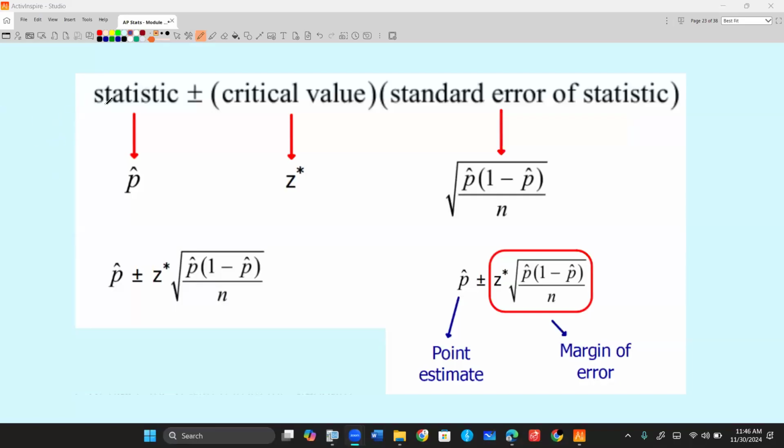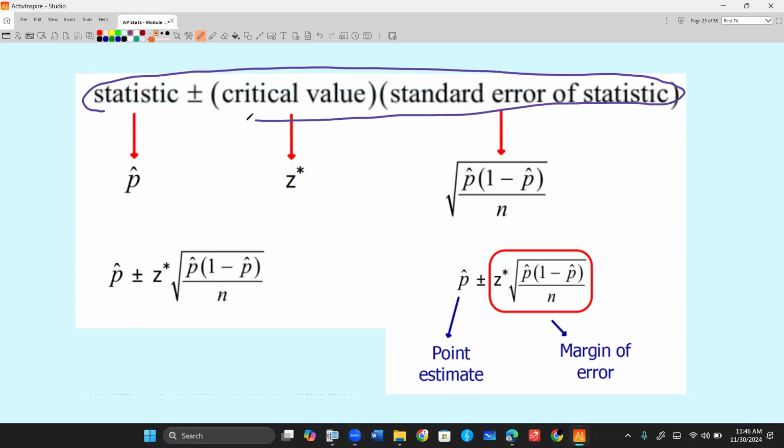So remember, on your formula sheet, this is given to you: statistic plus or minus critical value times standard error of the statistic. And this is also given to you on the back side: the square root of p hat times 1 minus p hat, over n. What we're not provided is the critical value here. How do we get that? Well, that really depends on the confidence level, and that's why we don't have it in this case. So let's talk about what that looks like and how to get it.